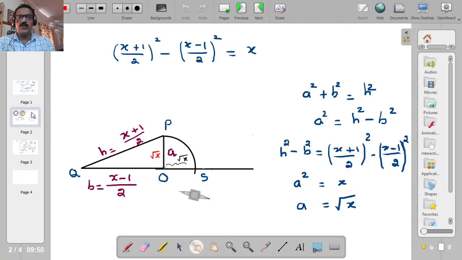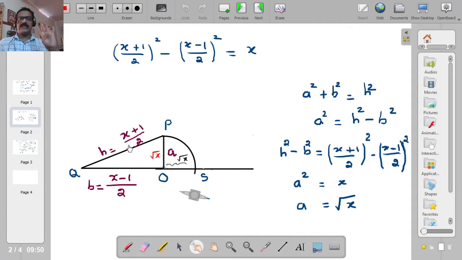So what we are going to do is construct a right angled triangle centered at the origin with the length of base equal to x minus 1 upon 2, and the length of hypotenuse will be x plus 1 upon 2.